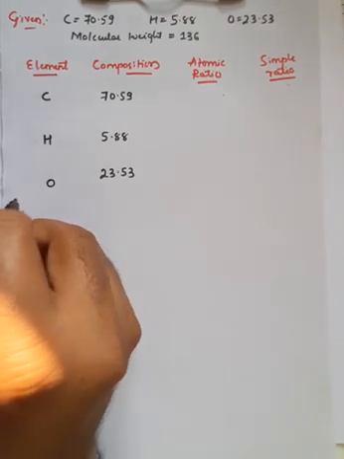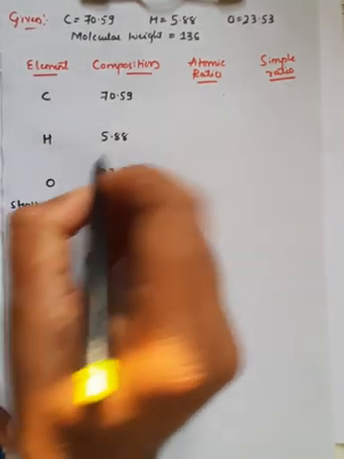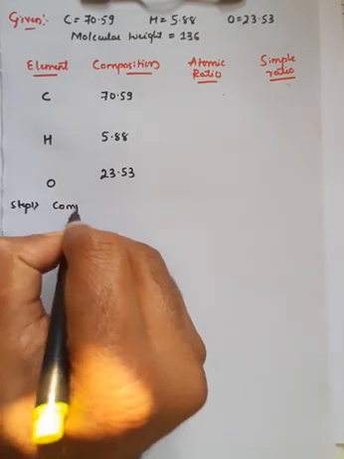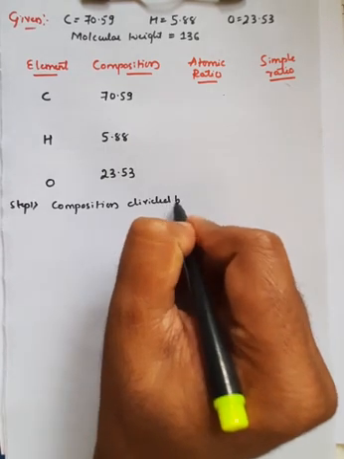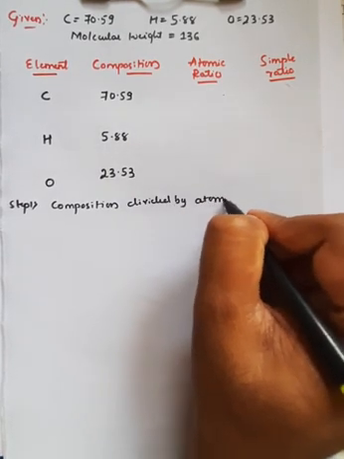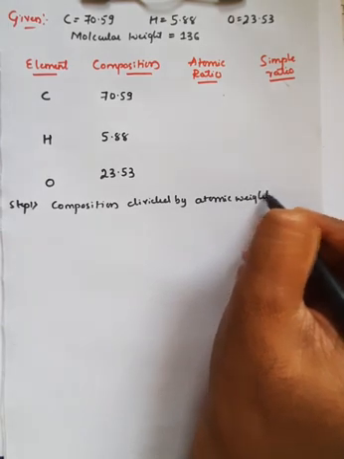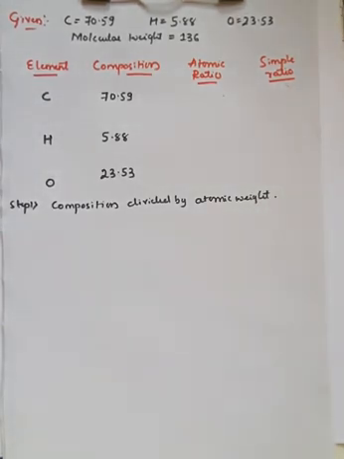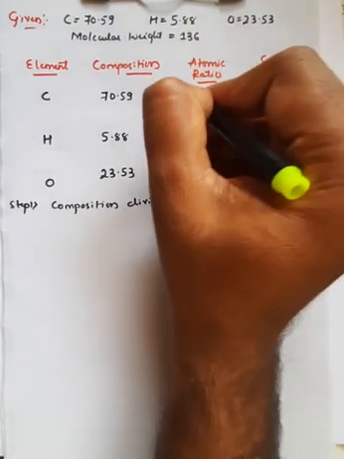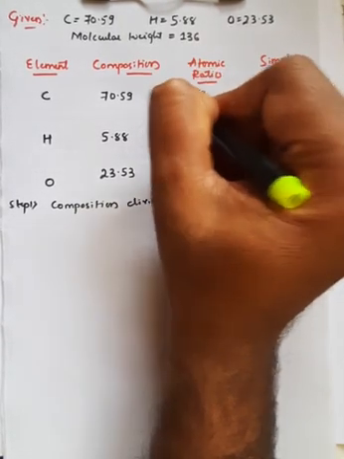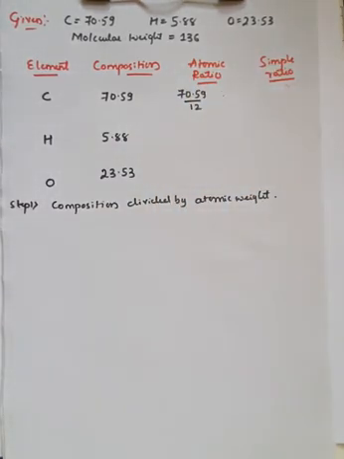So in step 1, we take the given weight, that is the composition, divided by atomic weight, right? The first important step is that the given composition is generally divided by the atomic weight. We know that the atomic weight of carbon is 12, hydrogen is 1, and oxygen is 16. That is a constant value. Therefore, to calculate the atomic ratio, first I will divide 70.59 by 12, that is the atomic weight of carbon.